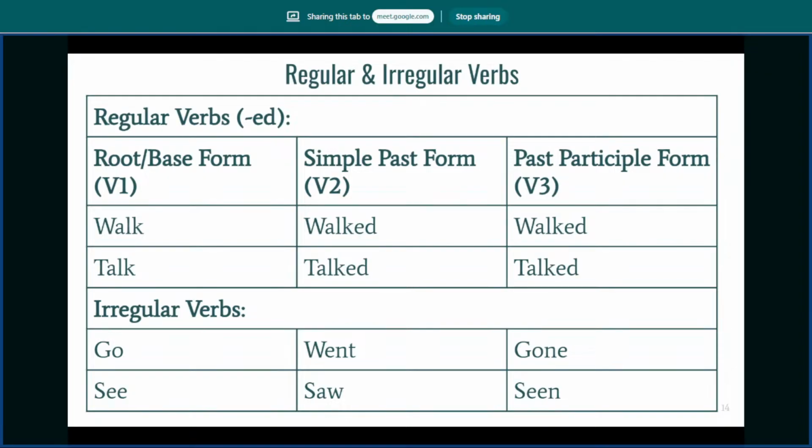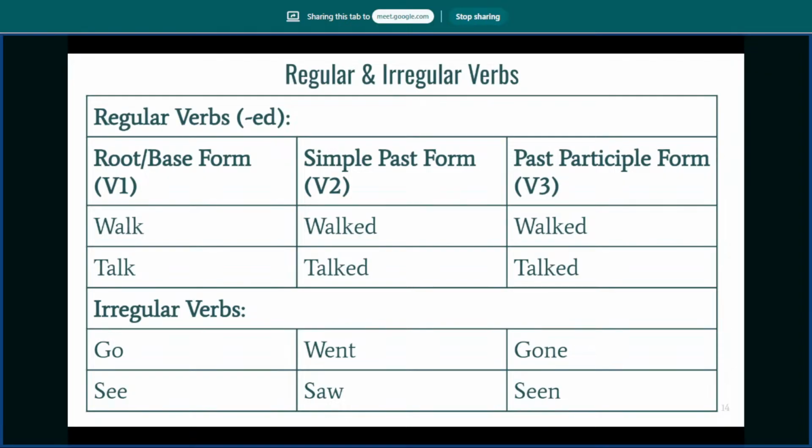ड्राइव. ड्राइविंग अ कार. ड्राइव. V3 is driven, but V2 is also drove. No, ड्रोव, ड्रिवन. Yes, ओके. ड्रोव, drove. सो दैट इज वाई दे बिकम इम्पॉर्टेंट.